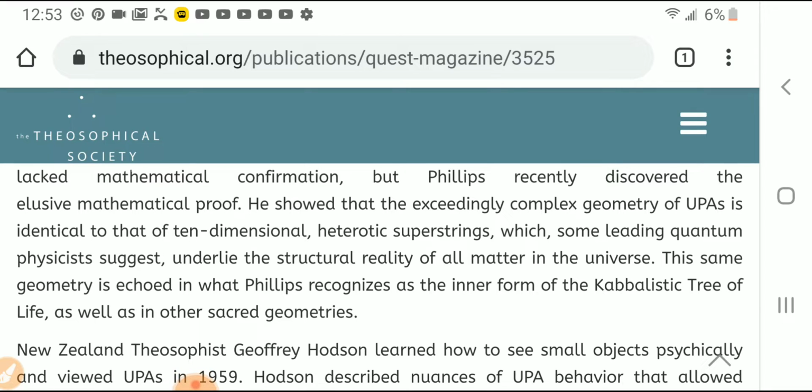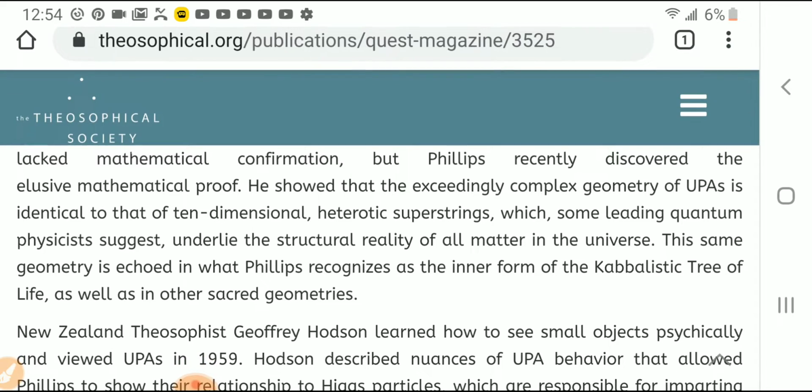But Phillips recently discovered the elusive mathematical proof. He showed that the exceedingly complex geometry of UPAs, which is the ANU, is identical to that of the 10-dimensional heterotic superstrings, which some leading quantum physicists suggest underlie the structural reality of all matter in the universe. This same geometry is echoed in what Phillips recognizes as the inner form of the Kabbalistic tree of life, as well as the other sacred geometries.